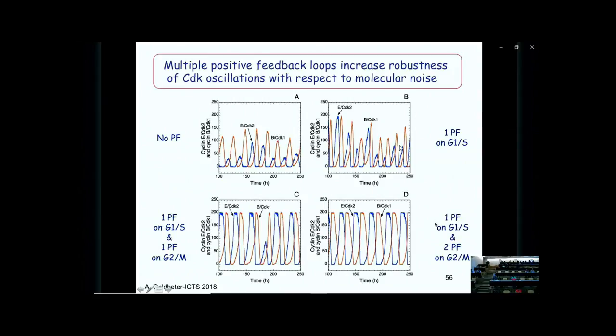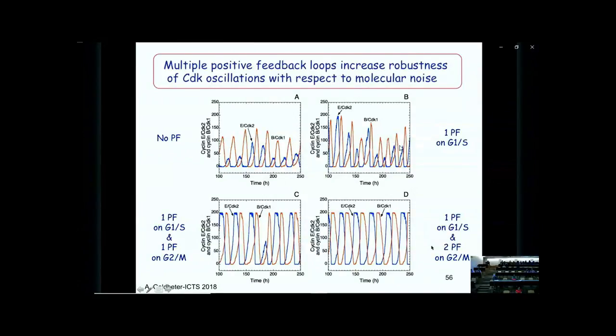What do we see? Oscillations are highly irregular because of molecular noise when there is no positive feedback. In the presence of one positive feedback, you already stabilize, but you stabilize more with two positive feedback and even much more with three. So far from being redundant, we see that the positive feedback loops contribute to the enhancement of the robustness of the oscillations.